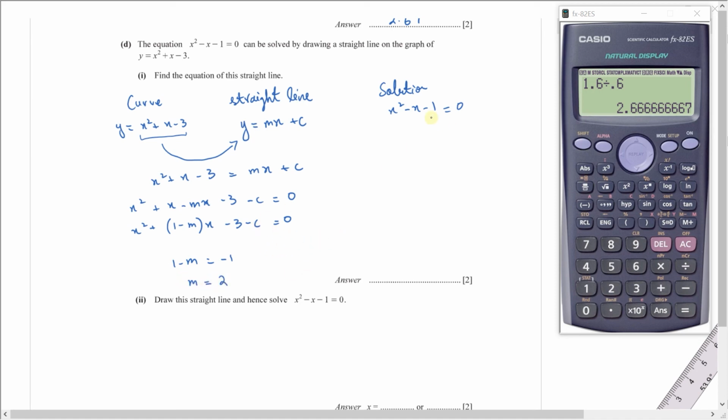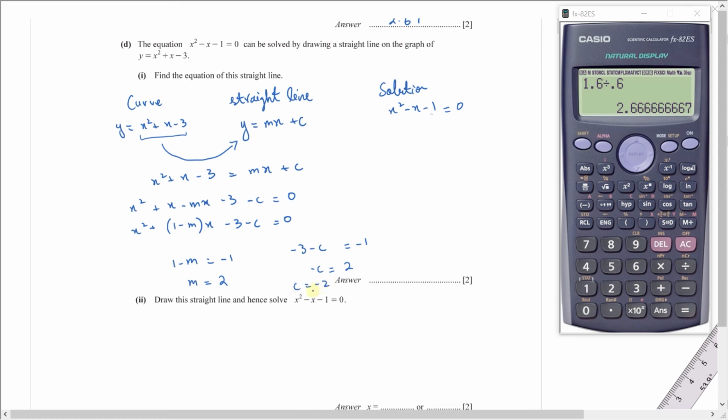And then similarly, I can compare the constant value which has no x variable with it. So here it's -1, here it's -3 minus c. So -3 minus c should equal this -1 in this equation. So this will give me minus c equals plus 3 minus 1, which is 2, and then c will be -2.